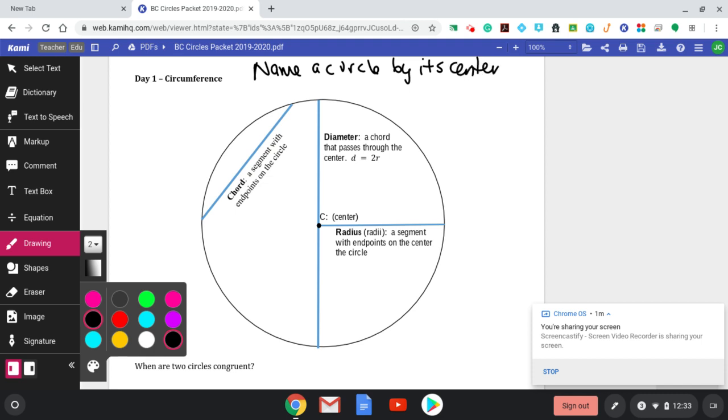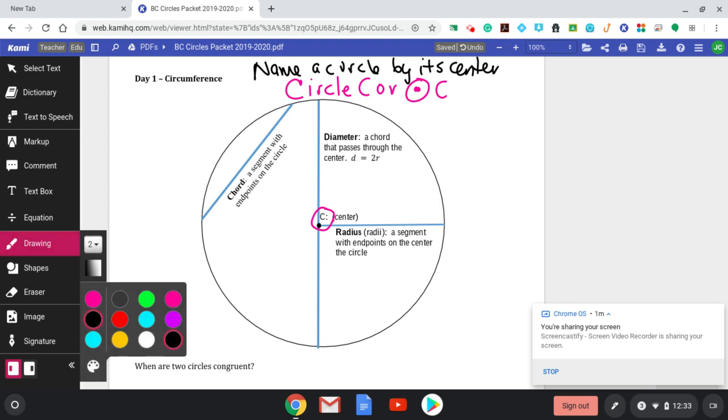All right, so for this instance, you see the center of the circle is C right here. So we're going to name this circle C, or you're going to see this notation probably in the homework assignment tonight. They do the circle symbol with the C. Okay, either way.